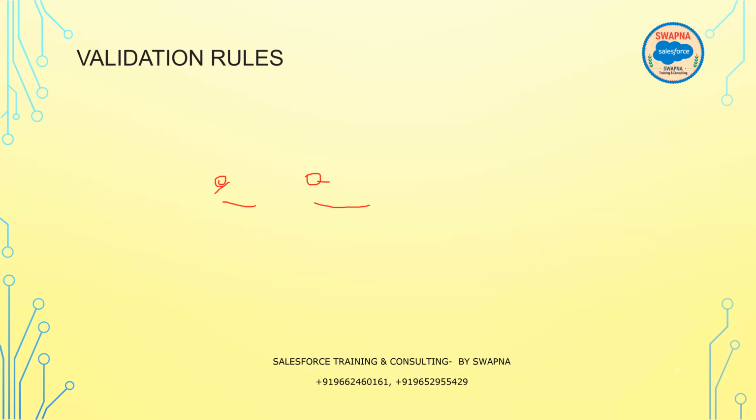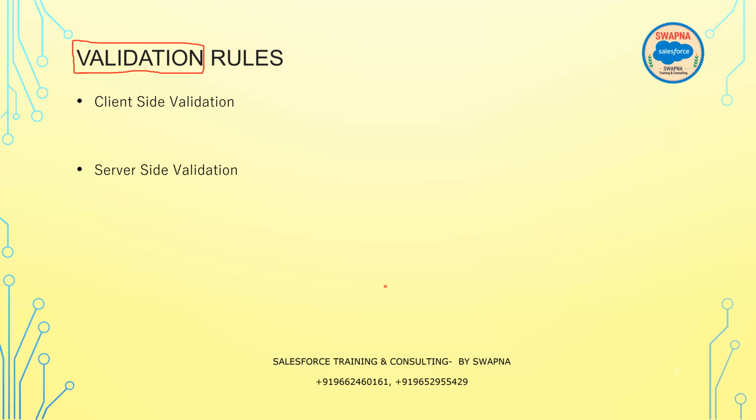And the next topic, we are starting validation rules. Validation rules are nothing but, as the word says, validation. We are validating certain data, whatever data the user is entering, validating the data entered by the user. There are two types of validation: one is client-side validation, the second is server-side validation.